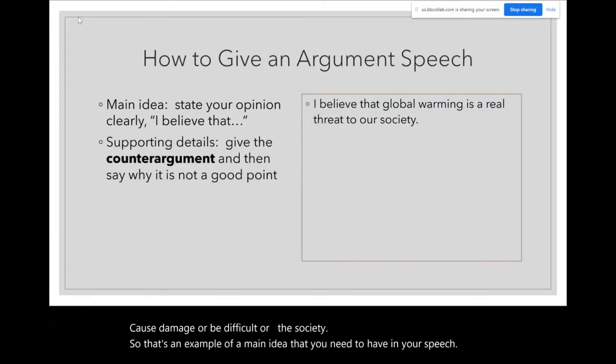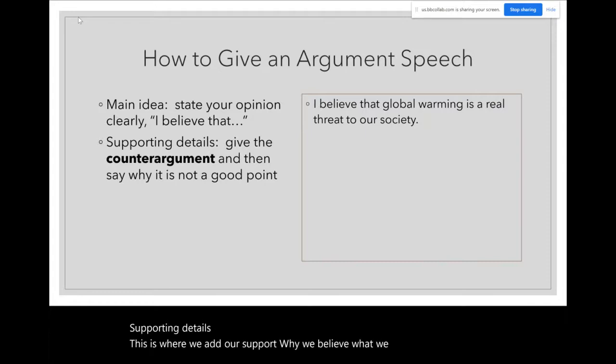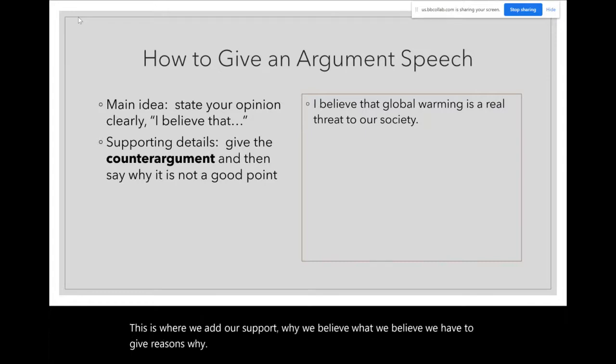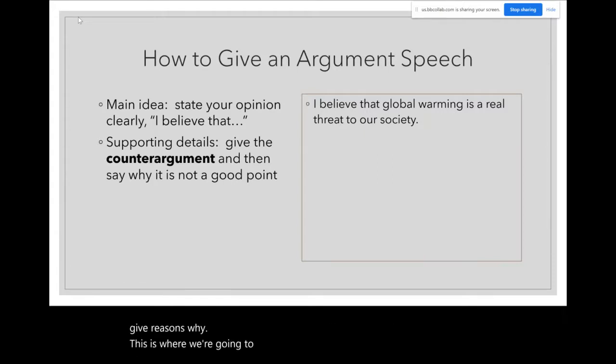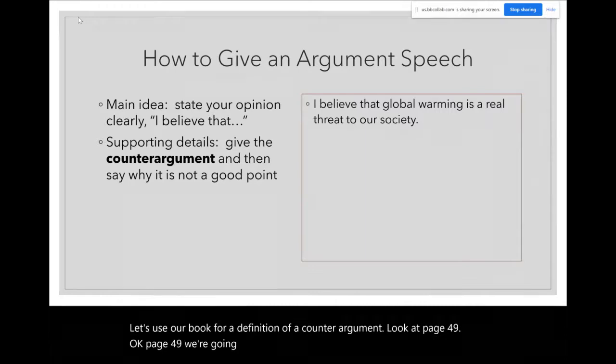Supporting details. This is where we add our support, why we believe what we believe. Okay, we have to give reasons why. And this is where we're going to insert what we call the counter argument. Okay, now let's use our book for a definition of a counter argument. Look at page 49. Okay, page 49, we're going to look at the top of the page for counter arguments.